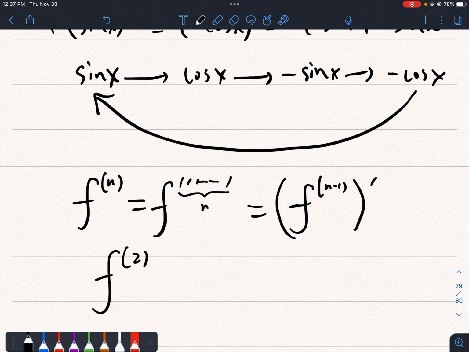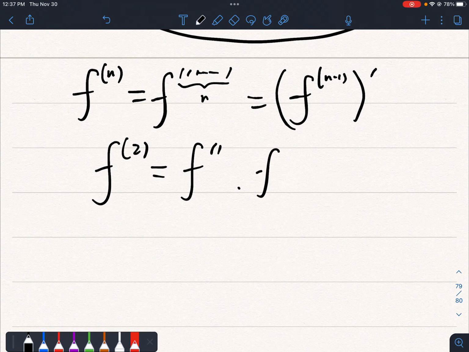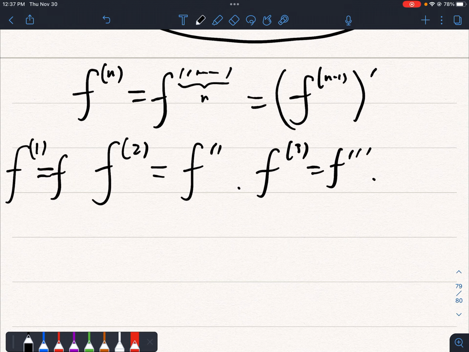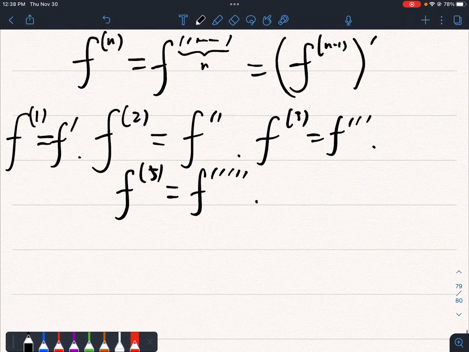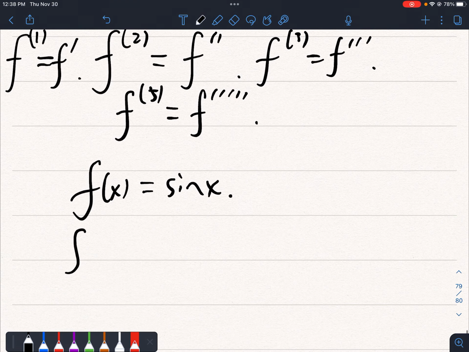So inductively, this is the derivative of the previous, the n minus 1st derivative. In practice, the second derivative of f will just be f prime prime. The third derivative of f would be f prime prime prime, and the first derivative is clearly f prime, and then the fifth derivative should be f prime prime prime prime prime. Okay.